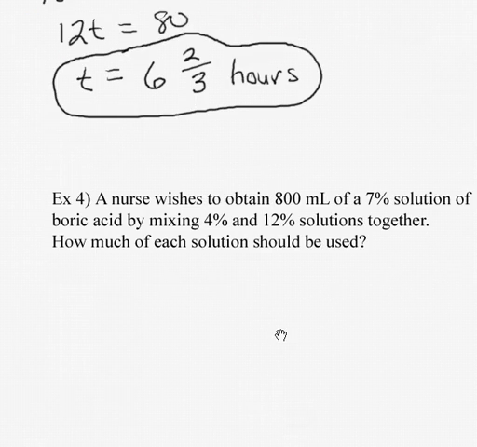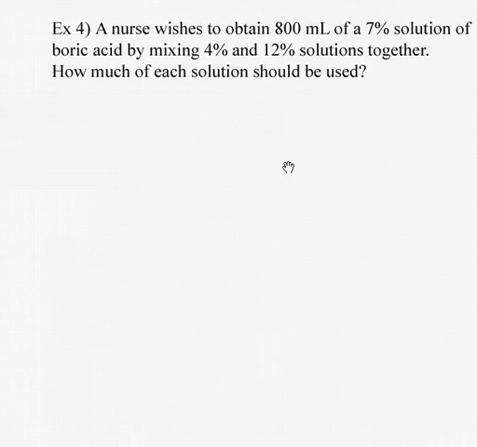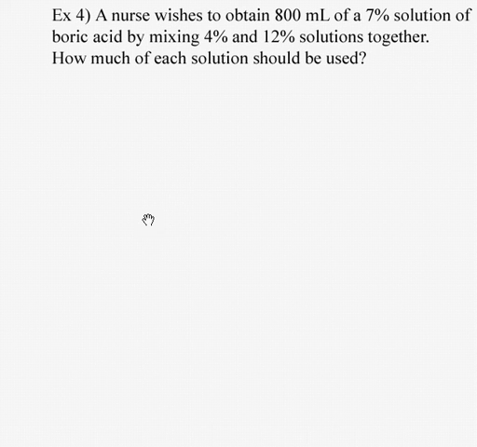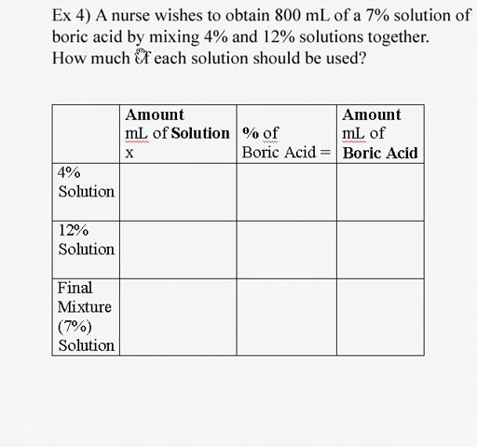Alright, let's look at another kind of situation where we can use a chart and use these skills we have with fractional equations. Here's a traditional mixture problem. A nurse wishes to obtain 800 milliliters of a 7% solution of boric acid. To do that, she's going to mix a 4% solution and a 12% solution together. But how much of each should she use?